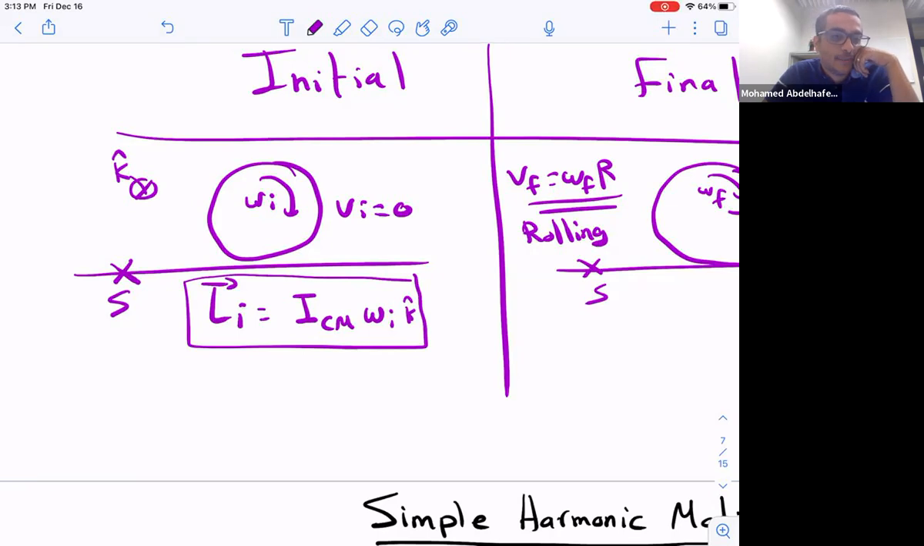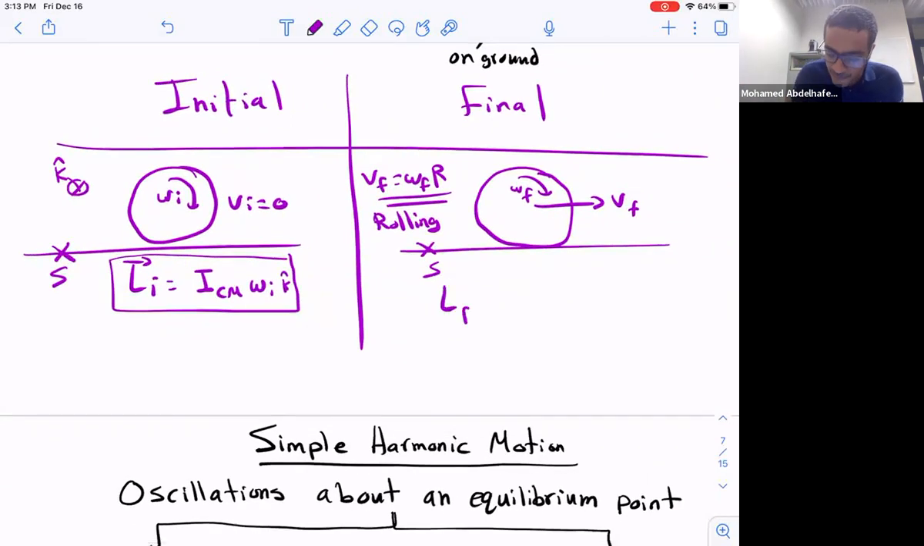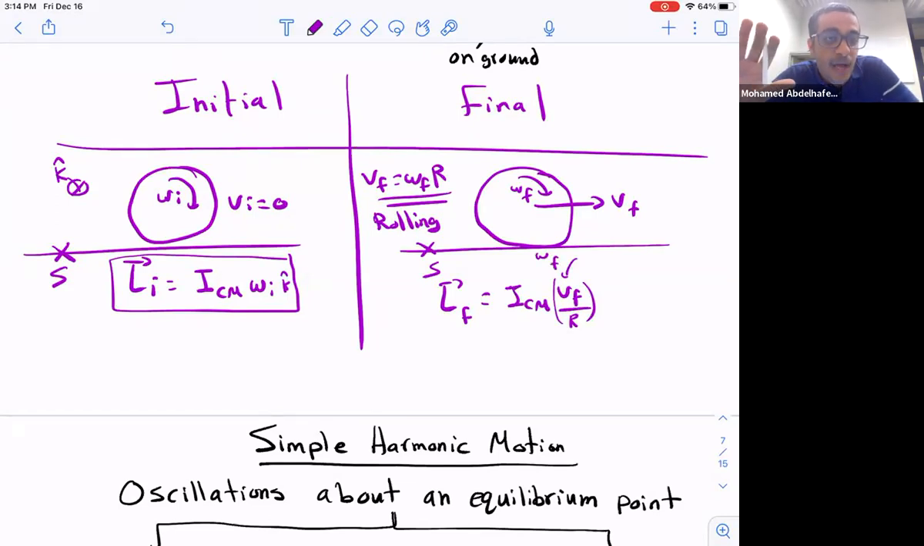That's the initial angular momentum, I omega. I didn't have any MVR, or R cross MV, because there was no V initially. Then when you go to the final situation, now you have both. So you have I omega, so I_CM omega final. I'm going to write omega final as V final over R. This is just omega, I know that from rolling without slipping. That's the I omega term.